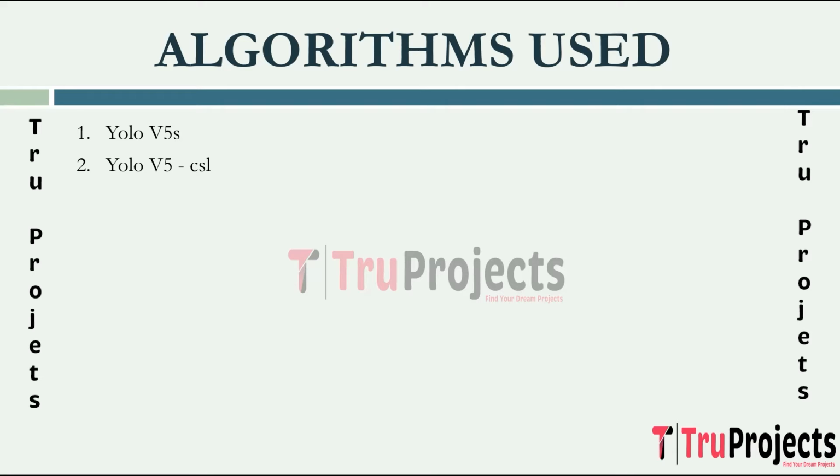YOLOv5 CSL is chosen to efficiently detect arbitrarily oriented targets in remote sensing images where the orientation of the objects can vary, making it crucial to accurately predict angles. YOLOv5 CSL's focus on precise angle estimation contributes to fine-grained object detection, which is essential for distinguishing similar targets and improving overall detection accuracy.